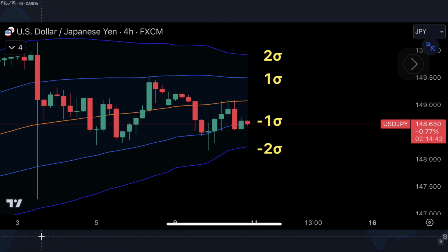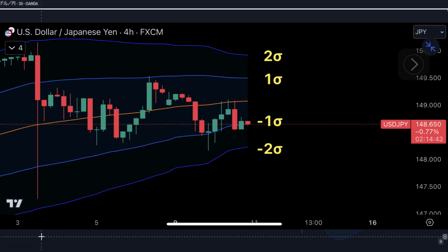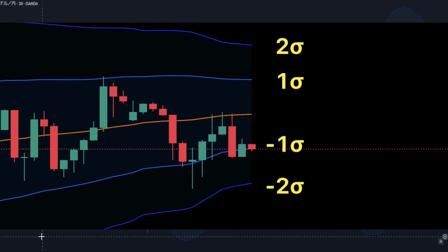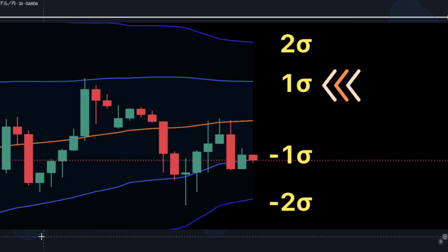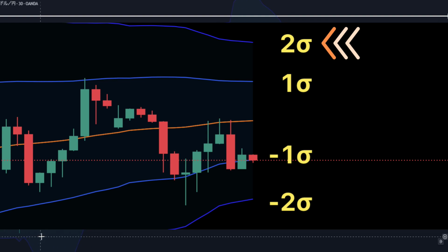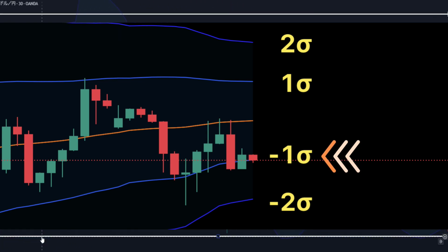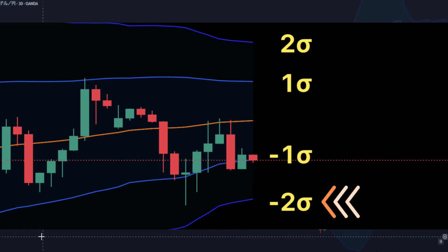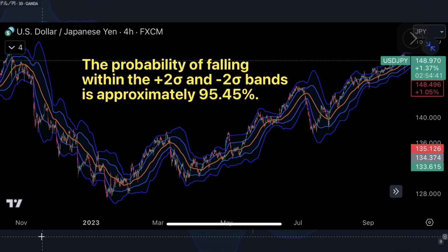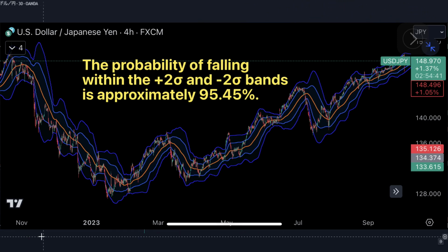Upper and lower bands. Flanking the moving average are 2 bands on each side. These bands are calculated using standard deviations. Typically, bands at +1 sigma (1 standard deviation), +2 sigma (2 standard deviations), -1 sigma (-1 standard deviation), and -2 sigma (-2 standard deviations) are drawn. Statistical perspective. Bollinger Bands are based on statistics, assuming price fluctuations follow a normal distribution, statistically speaking.